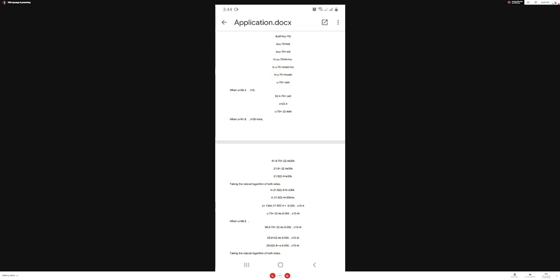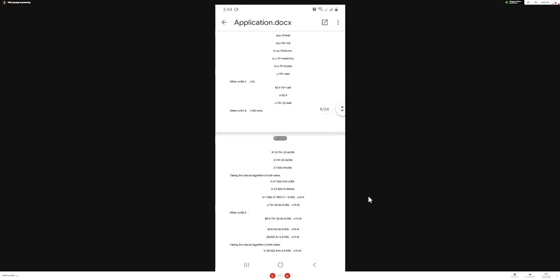Kasi 92.4 minus 70 is 22. Tama ba? Parang hindi. Dapat 22. Ay, tama. 92.4 minus 70, 22.4. Positive. Okay. So, para makuha natin yung value for K, so we have U minus 70 is equal to 22.4 e raised to KT.